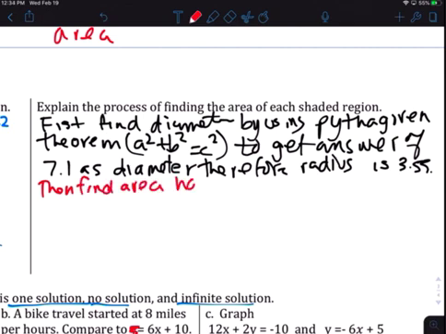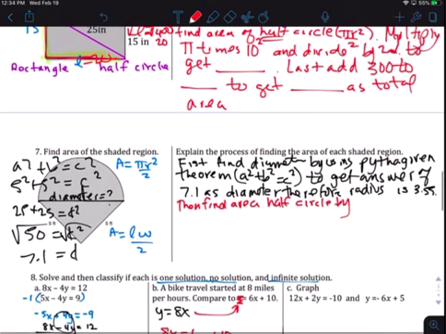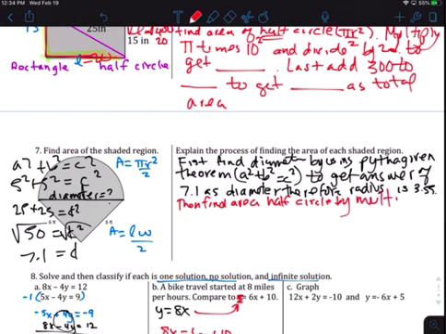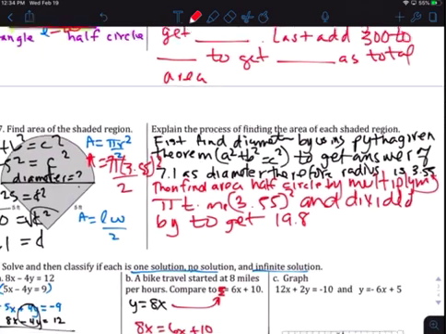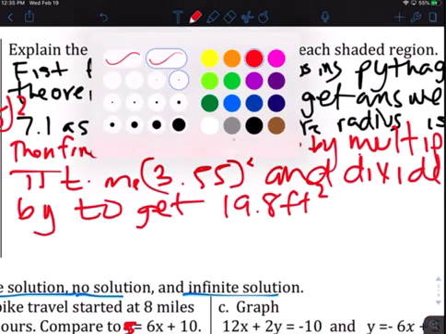Then find the area of half a circle by multiplying pi times 3.55 squared and dividing by 2, to get 19.8 feet squared. Next, find the area of a triangle.